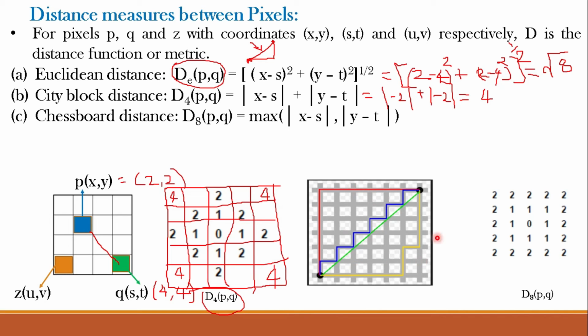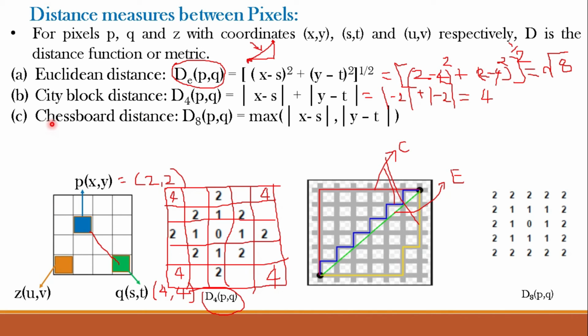Now see this particular image. For this image, the green line is the Euclidean distance because it is going directly diagonally. So the green line is the Euclidean distance, whereas the red line, yellow line and blue line are the city block distance. So in this figure, the green line is the Euclidean distance, and the red line, blue line and yellow line show the city block distance.